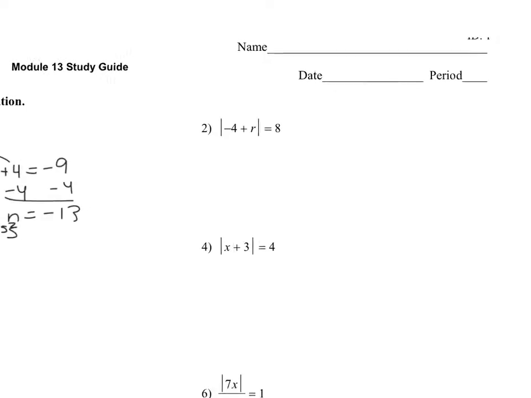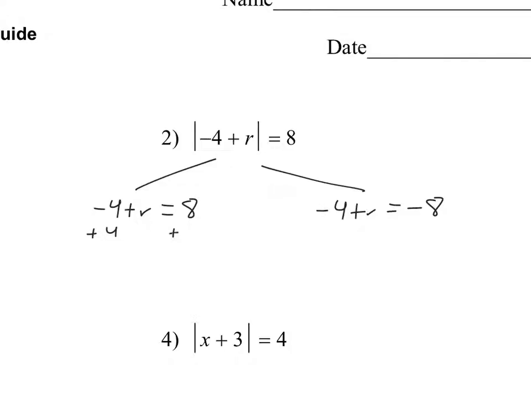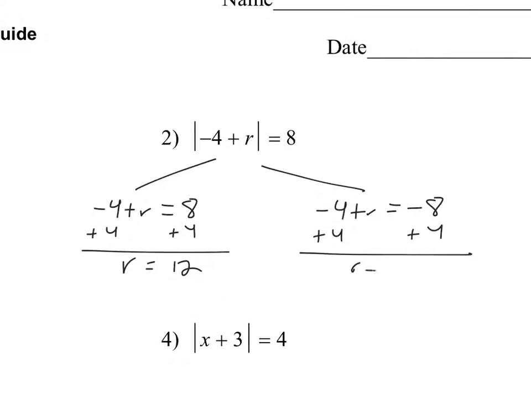Let's move on to number 2. Again, nothing on the outside, nothing by the absolute value expression, so we could just immediately split it up. So we have -4 plus r equals 8, and -4 plus r equals -8. Solve both equations. You get r equals 12, and you get r equals -4. So your solution set is going to be -4, 12.